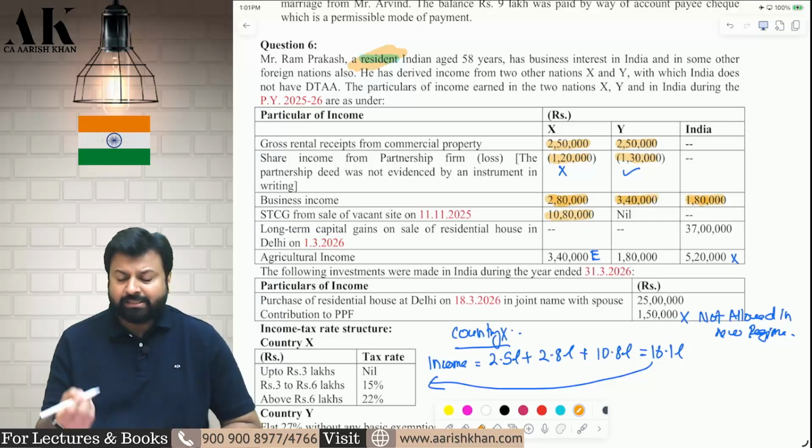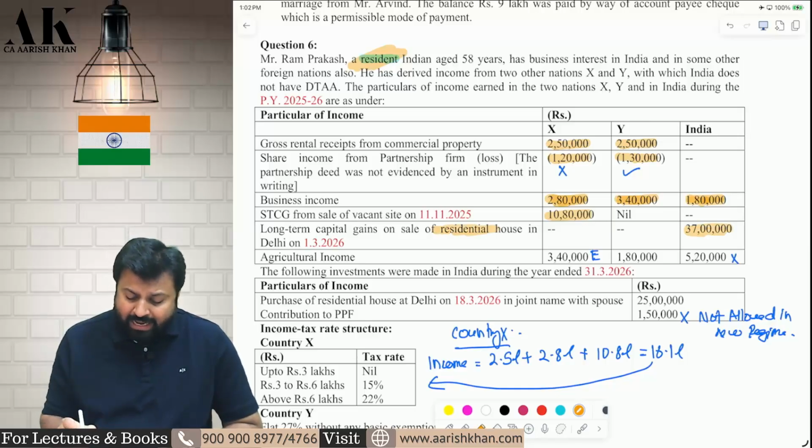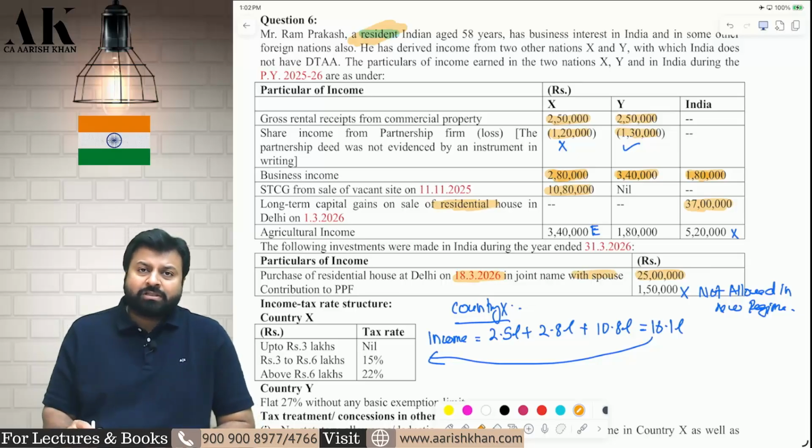10 lakh 80,000 STCG will go in short-term capital gains. 37 lakh long-term capital gains on sale of house. And to save that long-term capital gains, you have purchased another house within 1 year, that within 2 years, in the name of your spouse, joint name with your spouse. Can you purchase a new house in the name of your spouse?